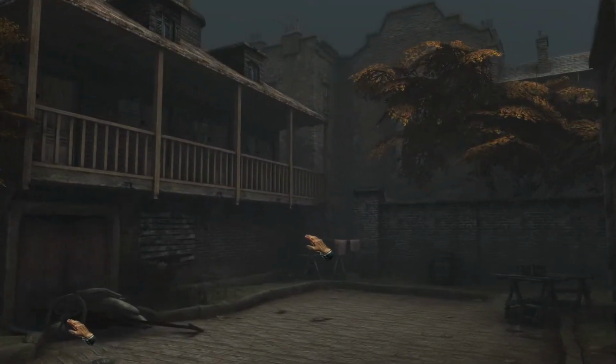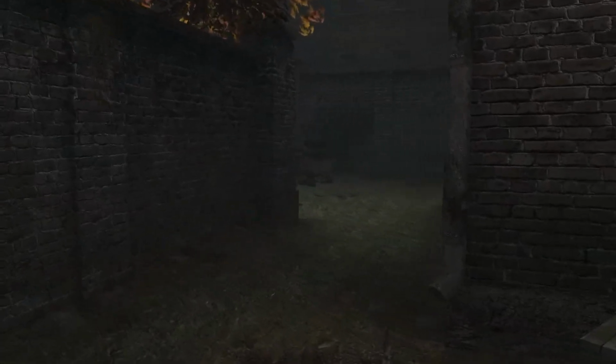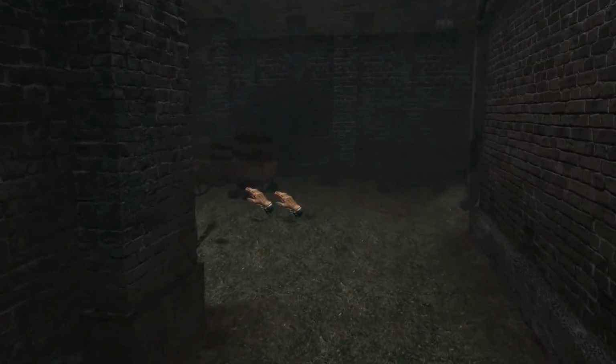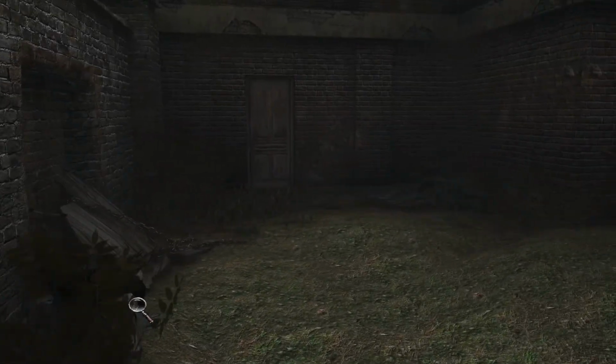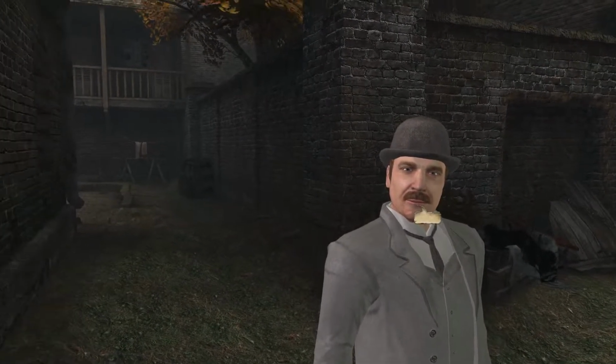Well, we have a little... There we need to probably go. We have quite a lot of things to check. Do we have something here? Yes, obviously we have something here. Okay. Jeez, don't scare me, Watson. I'll start here and then we move outwards.